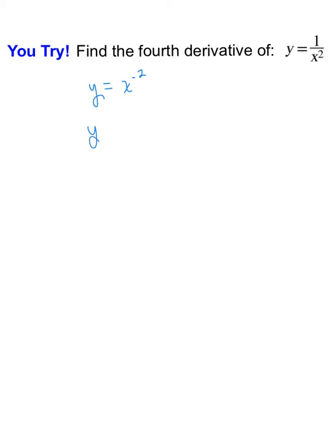Okay, so y prime is going to equal -2 times x to the -3rd. So there's no need for me to write this one in proper form because I am finding just the fourth. I'm not finding the first four. So make sure you pay attention to the difference in directions. And then y double prime is equal to -2. Now the -3 swings in front, and we have x to the -4th.